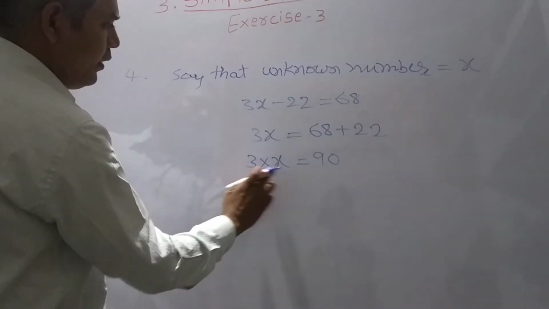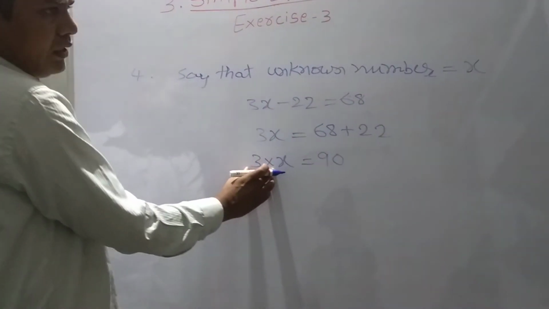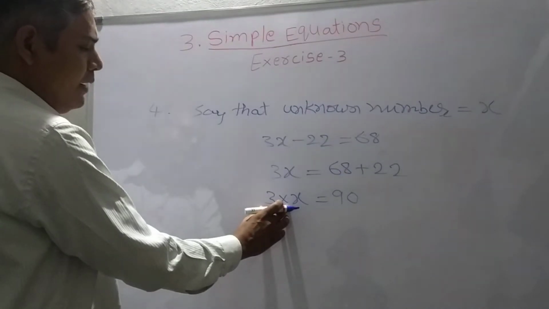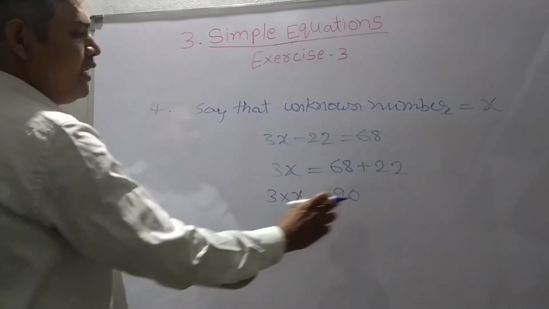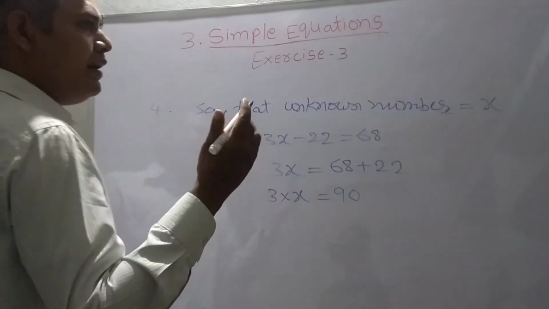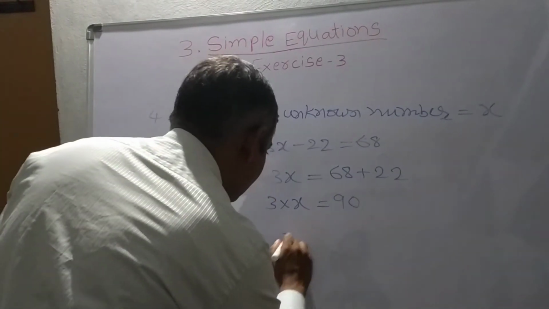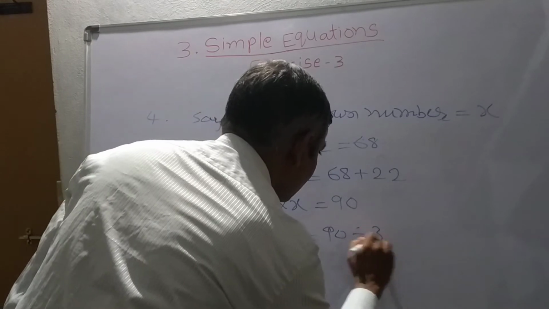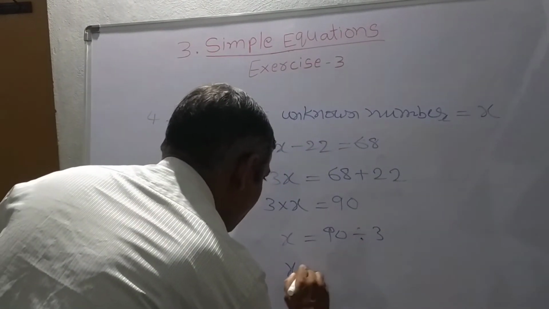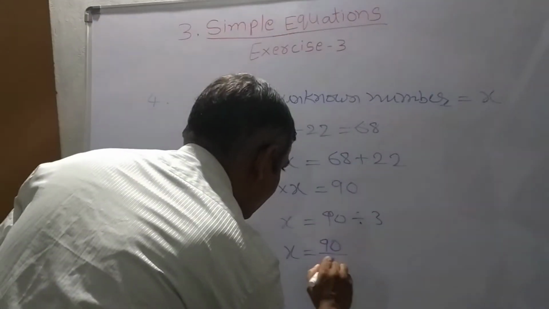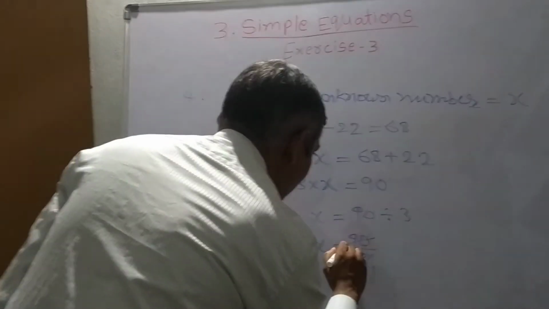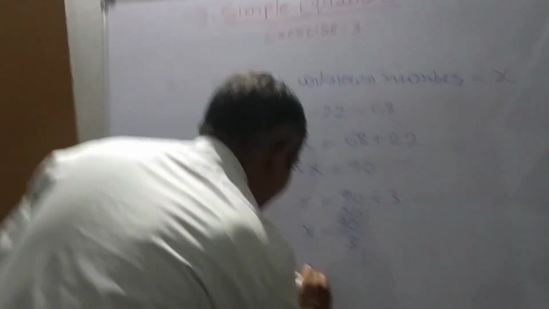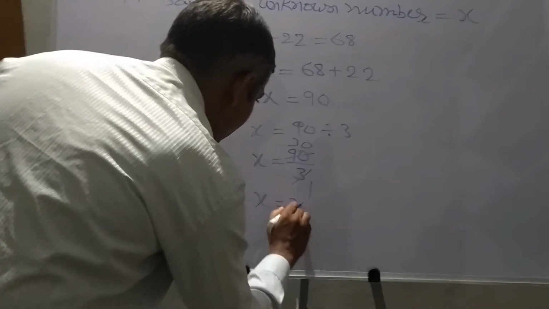3 into x. If we transpose the multiplication symbol from the LHS to the RHS, it will become division. x is equal to 90 divided by 3. x is equal to 90 by 3. 3 ones are 3, 3 3s are 9, so 30. Therefore, the x value is 30.